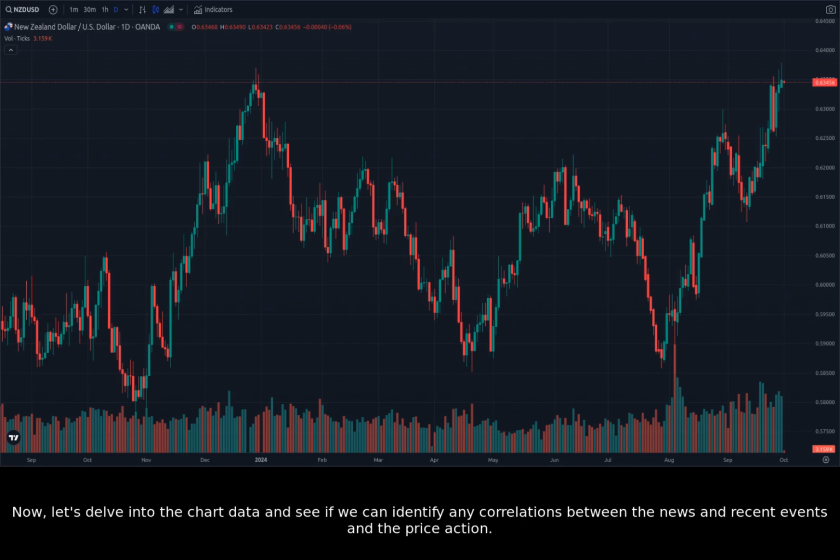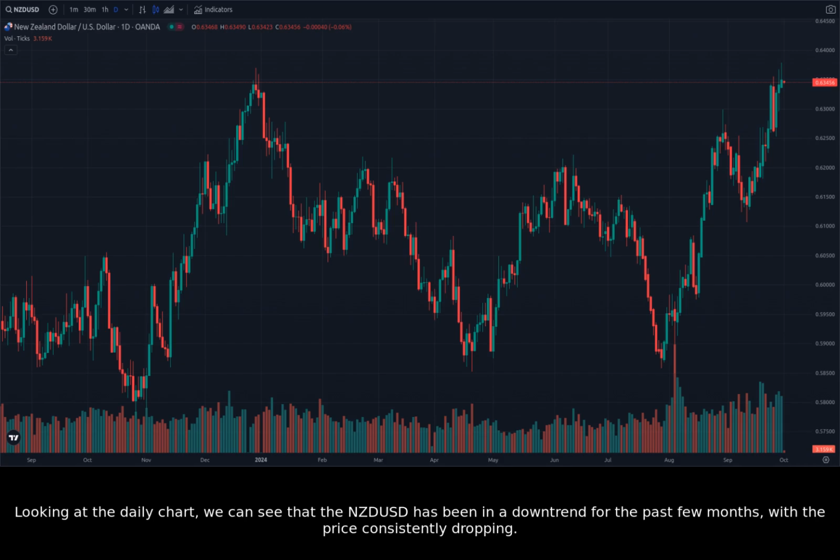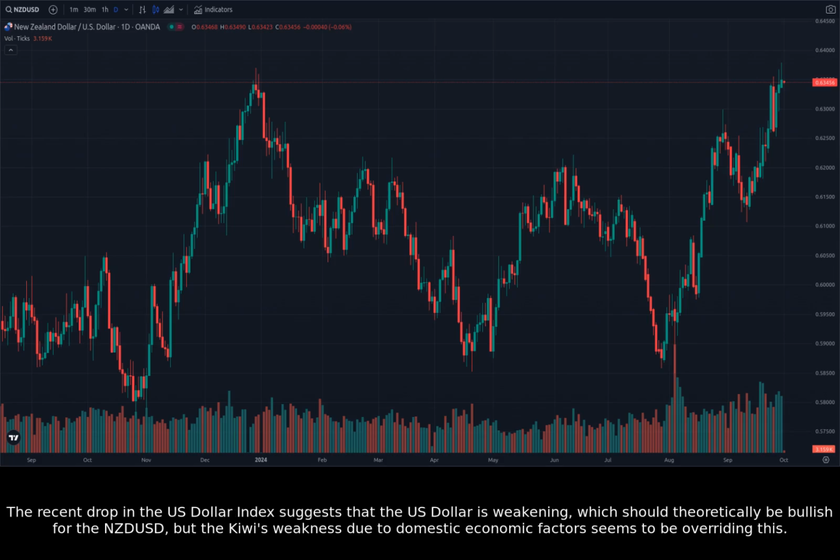Now, let's delve into the chart data and see if we can identify any correlations between the news and recent events and the price action. Looking at the daily chart, we can see that the NZDUSD has been in a downtrend for the past few months, with the price consistently dropping. The recent drop in the US dollar index suggests that the US dollar is weakening, which should theoretically be bullish for the NZDUSD, but the Kiwi's weakness due to domestic economic factors seems to be overriding this.